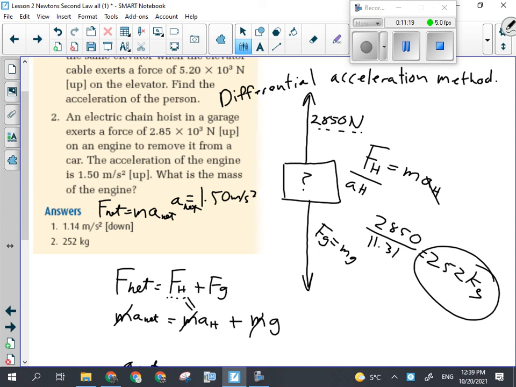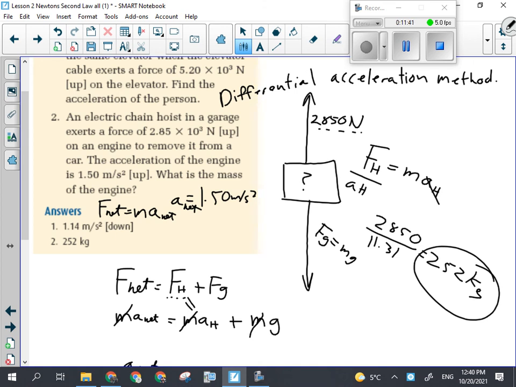So as long as we understand that the relationship between net force and all the forces that contribute to it is the same as net acceleration and all the accelerations that would contribute to it, we're good. That's what we need to get out of that question. Okay, every force can produce a corresponding acceleration if it's by itself.